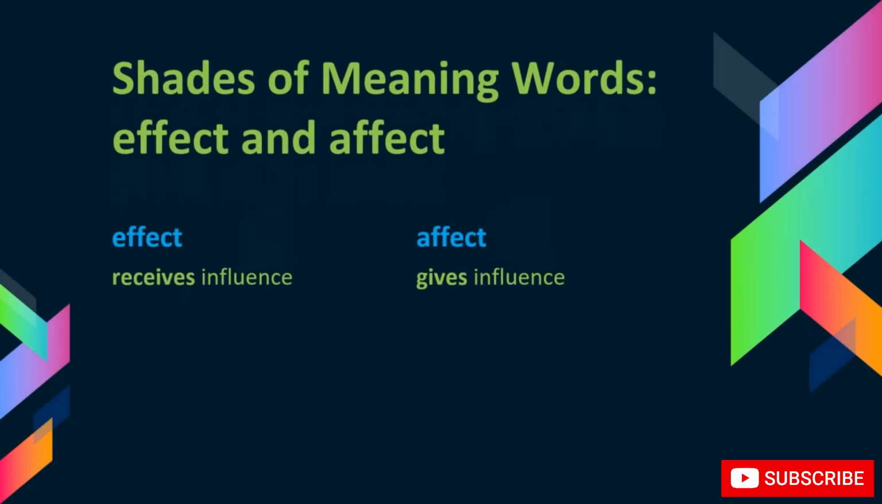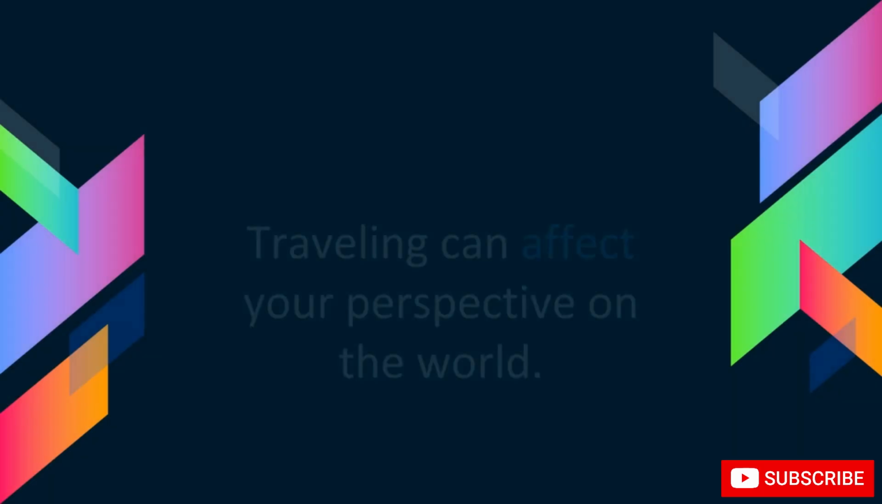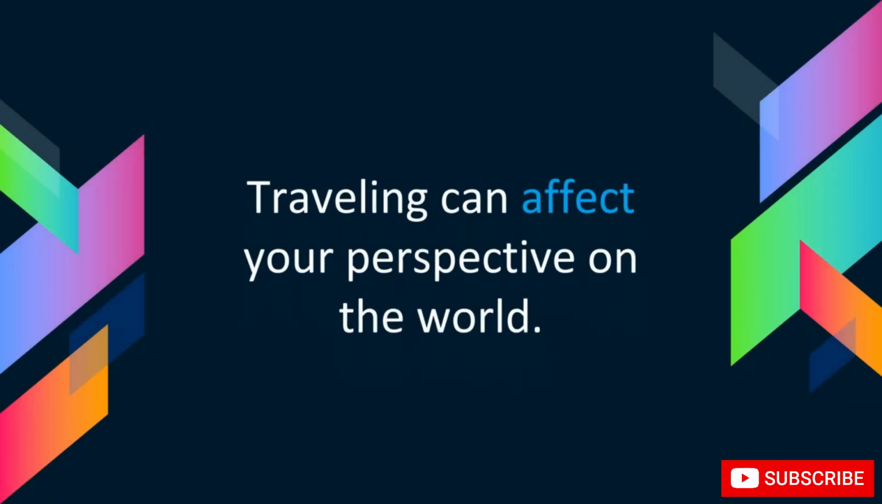Now we'll look at two shades of meaning words, effect and affect. Effect with an E receives influence. Affect with an A gives influence. Let's look at some examples. An effect of traveling can be a change of perspective on the world. Here we receive the effect of traveling. Traveling can affect your perspective on the world. In this case, traveling gives the effect.